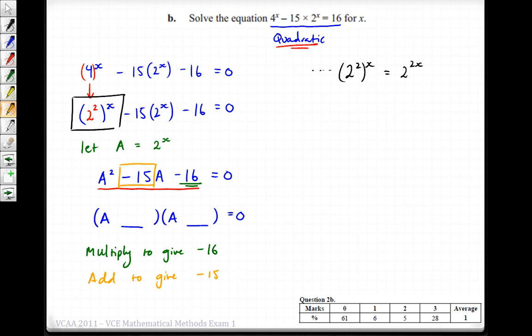So let's go ahead and list the factor pairs of 16. So we might have negative 1 and 16. We might have 1 and negative 16. We might have 2 and negative 8. We might have negative 2 and 8. We might have 4 and 4. So 4 and negative 4. And then that's about it from what I can see.